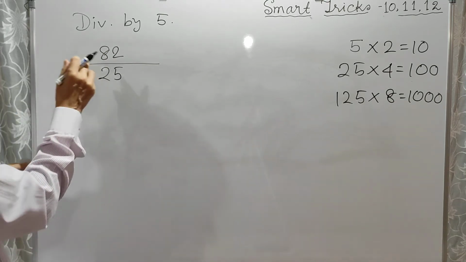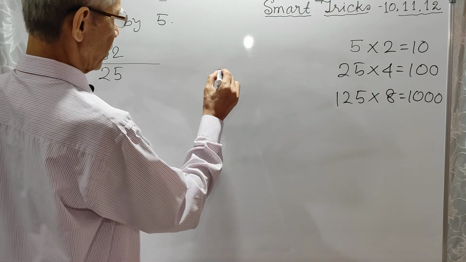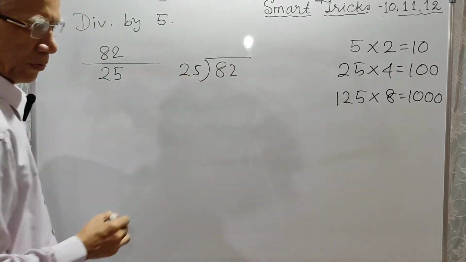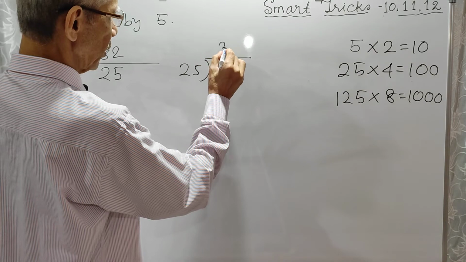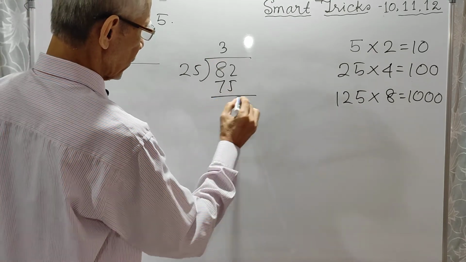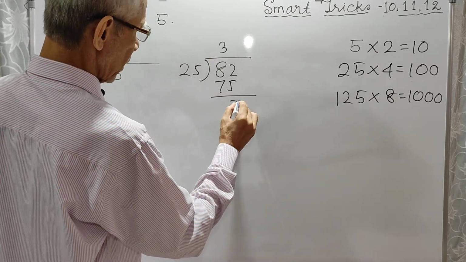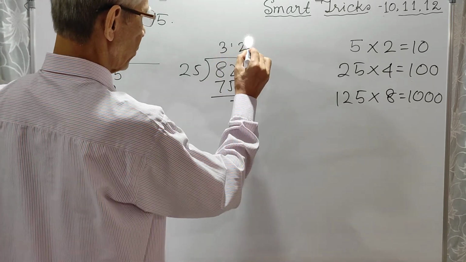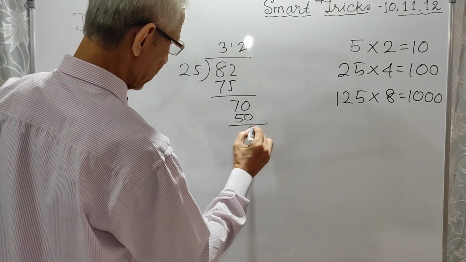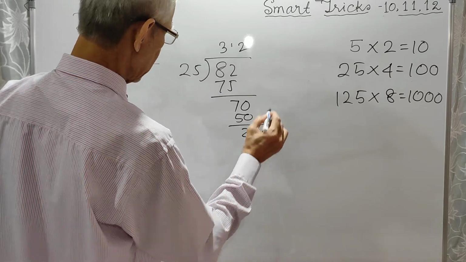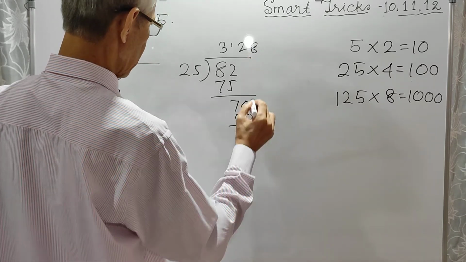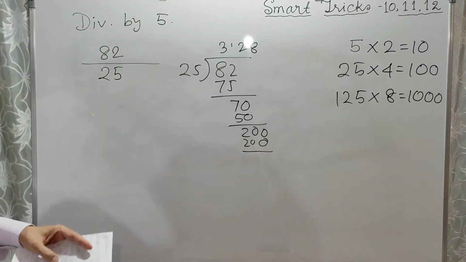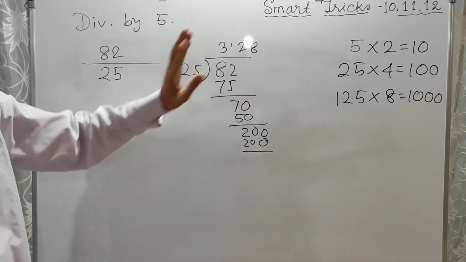All right. Now, if you want to do long division, see the disadvantage. 82 divided by 25. If you want to do long division, so 25, 3, 75. So 7. So decimal 0. 25 to 50. So 20. Then 0. So 8. So you see, this is how you have to do. If you want to do long division, 3.28 is the answer.